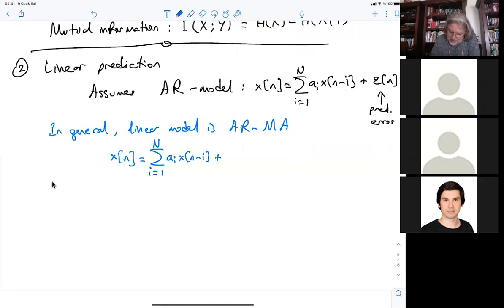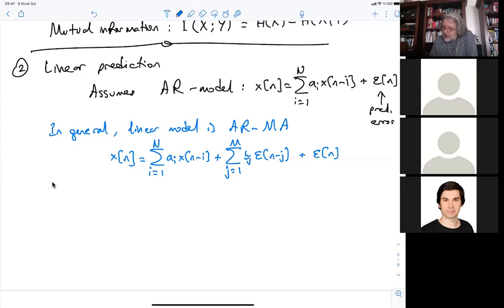So I can write it like this: j from 1 to m. So the autoregressive and moving average window lengths could also be different. A filtered noise plus the model error, which is epsilon. As I say, we will not be dealing with the ARMA model.